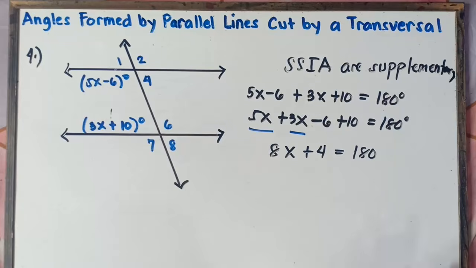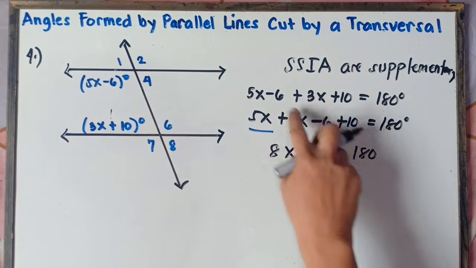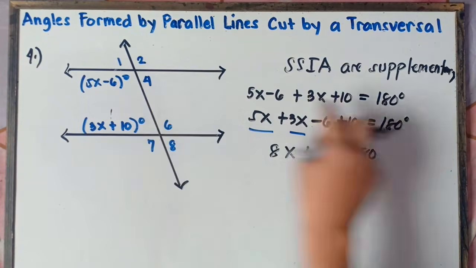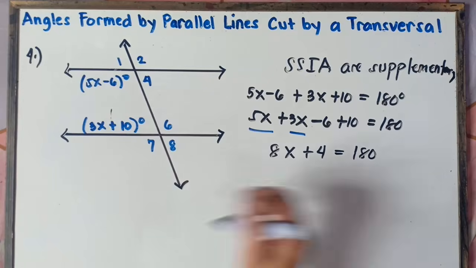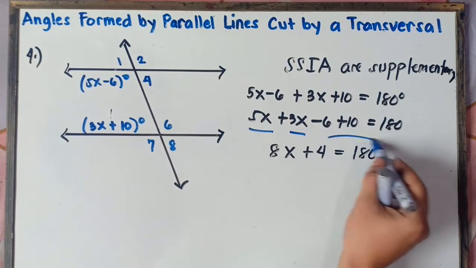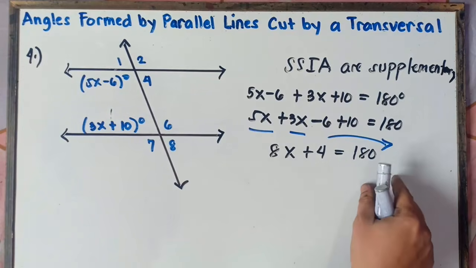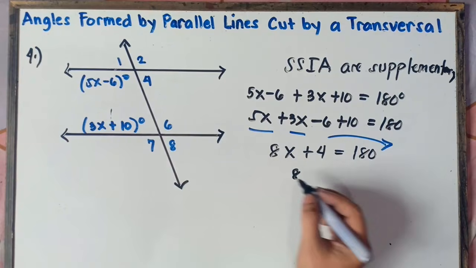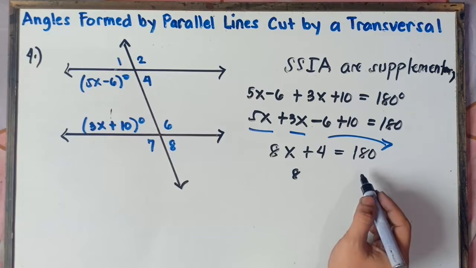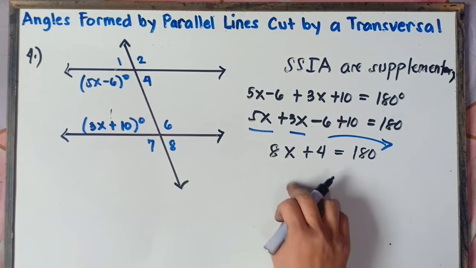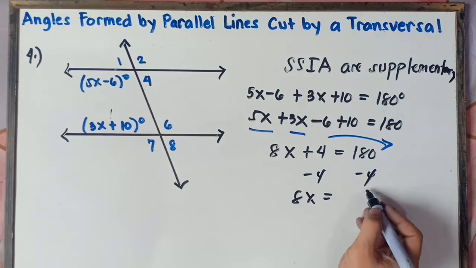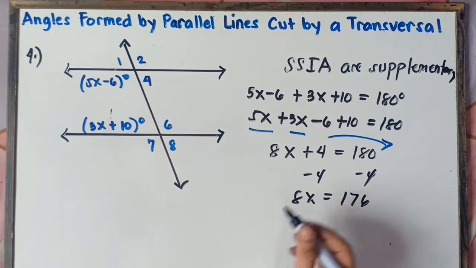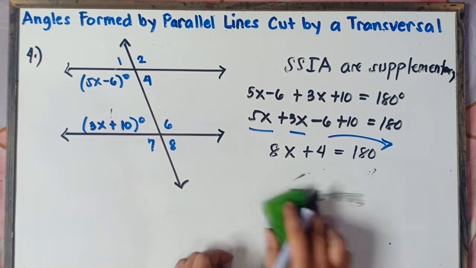Alright, and then, so ignore first the degrees, because we have degrees right here, so we ignore degrees. And then simply transpose 4 from left to right so that we can combine all numbers on the right side. So for 8x, you can subtract both sides by 4. You can apply the subtraction property of equality: minus 4 and then minus 4, and then cancel this out. And this will be 8x equals 180 minus 4. That would be 176.